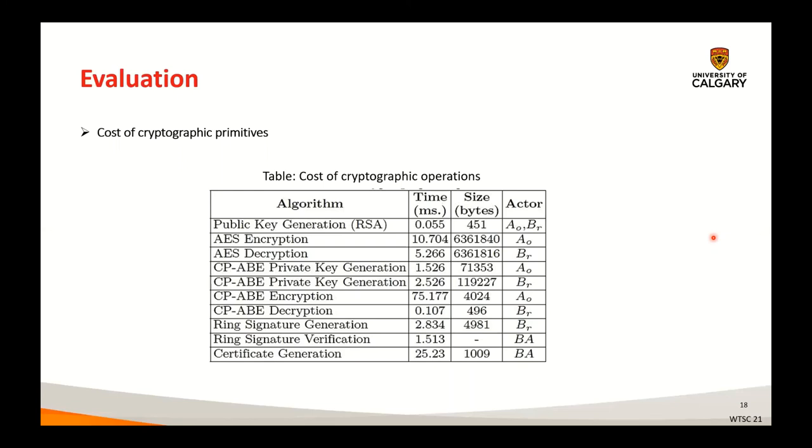Note that the results in the table show that the overhead for the cryptographic operations in our system is not high. For example, the most expensive operation here is the CPAB encryption, which takes only 75 milliseconds to perform. Also, for the ring signature generation, we used a ring signature with ring size 10, and it takes approximately 2.8 milliseconds for the requester to generate the signature, and approximately 1.5 milliseconds for the blockchain authority to verify it.